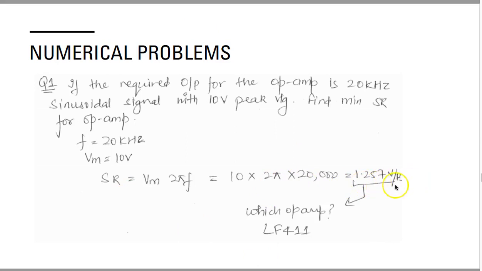So you'll get around 1.257 volts per microsecond. I'm missing the per here. And then you can search this value online: what op-amp supports this slew rate? Then you will get the answer LF411. Okay, so that's the op-amp that can support this slew rate.